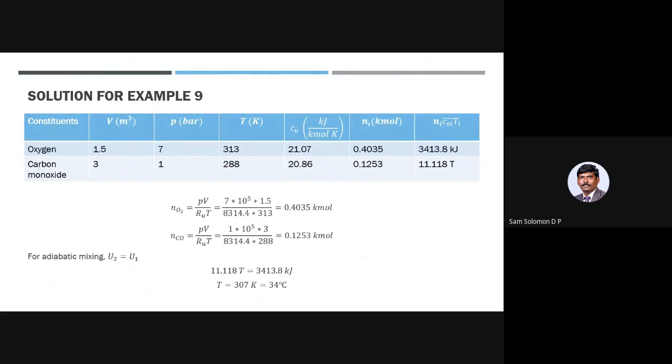So for adiabatic mixing, before and after mixing, your internal energy is going to remain the same. As I told you, there can be an increase or a decrease in temperature to attain the equilibrium temperature within the gases that contribute to the mixture, but the internal energy is not going to change because it is still the same gases.